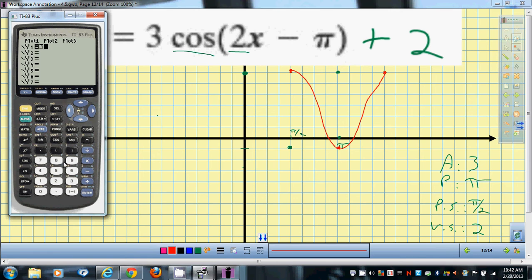Okay, now, here's the thing. If you just hit enter, it's going to be a little bitty squiggly line. You're going to be like, well, how does that help me? The next thing you need to click is window. Let's only look at what we want to look at. It's asking, where do you want to look on the x-axis? Well, what did we do? We went from pi over 2 to what? What is this value?